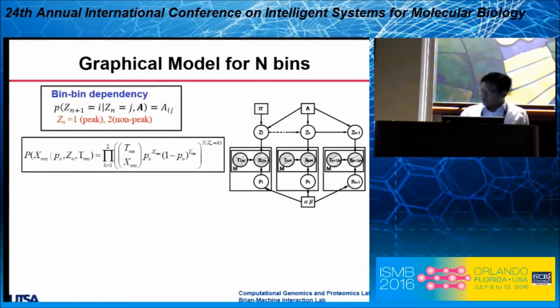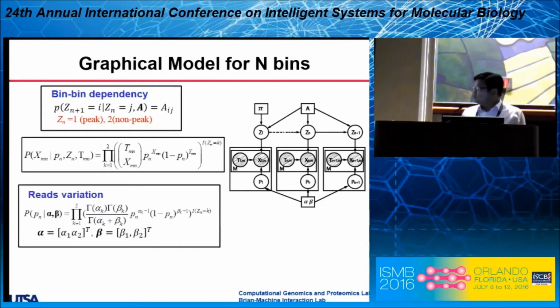And then we build essentially a Markov model there to model the dependency of the peaks. And in addition, this is that binomial model that we use to model the IP reads, given the total reads from IP and the input. And then to model the reads variation, one particular thing is this probability P, the binomial P, actually varies across all the bins. So they're not the same, they're varying. But we put a prior on top of all the P's. So essentially we build a Bayesian hierarchical model.